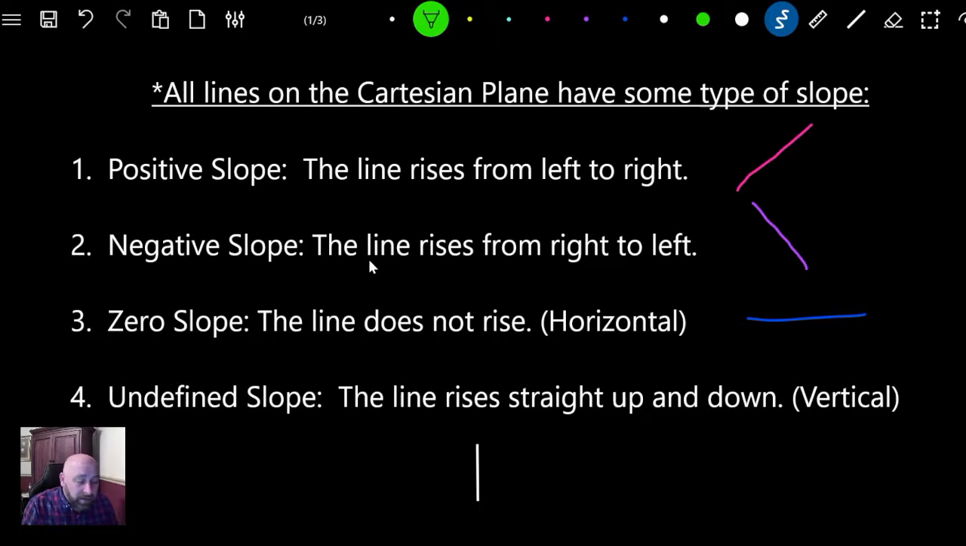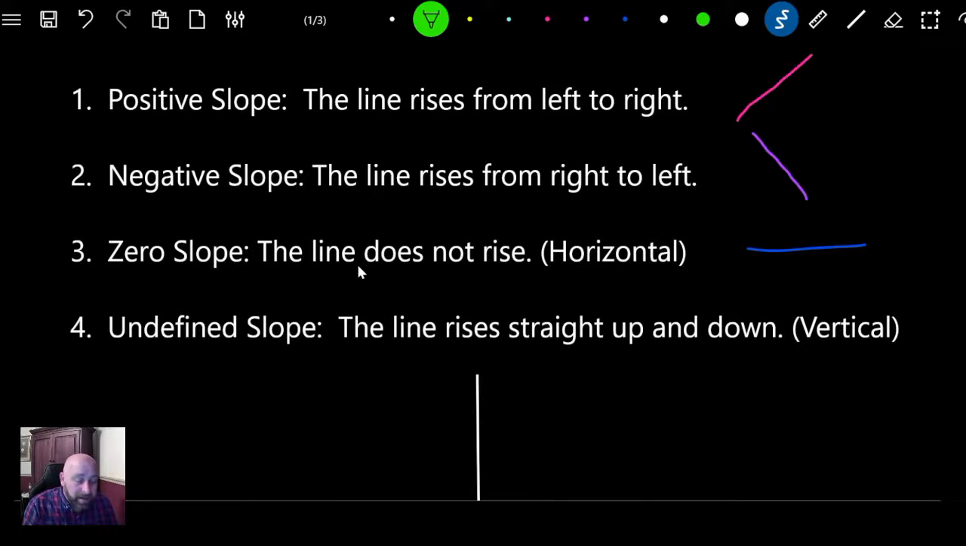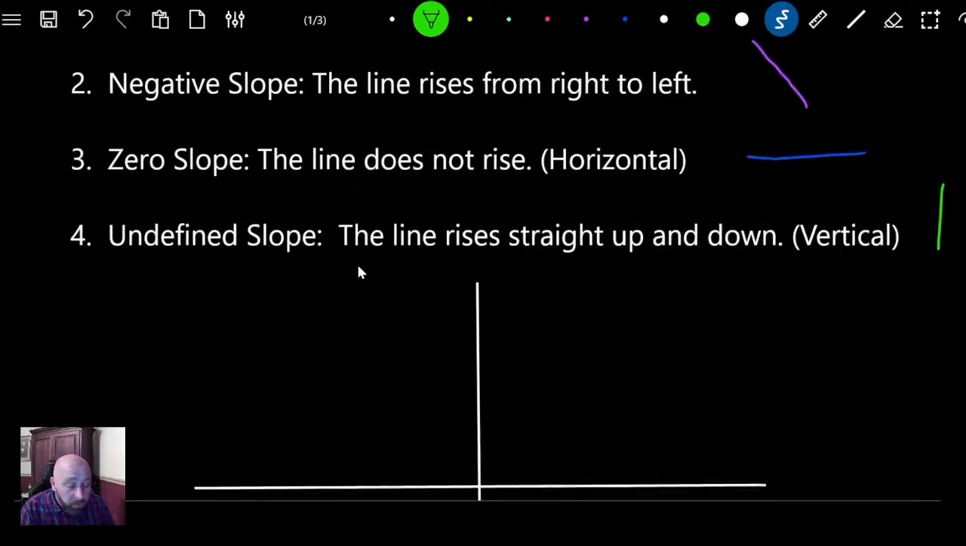And then the next one, number four, is what's called undefined slope. Undefined slope is a vertical line. That's not a very good vertical line. I'll try to do just a little bit better. It's still not great, but it's a vertical line. It's straight up and down. This type of line doesn't have any left and right to it. It only goes up and down. So those are the four different types of slope that you can have.